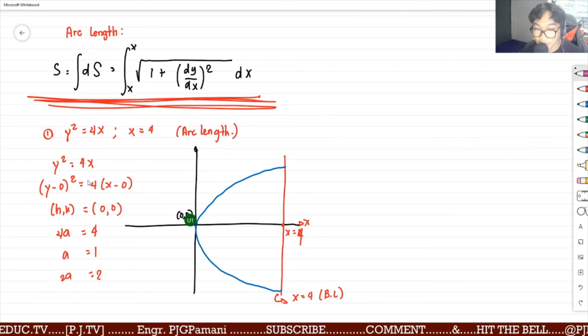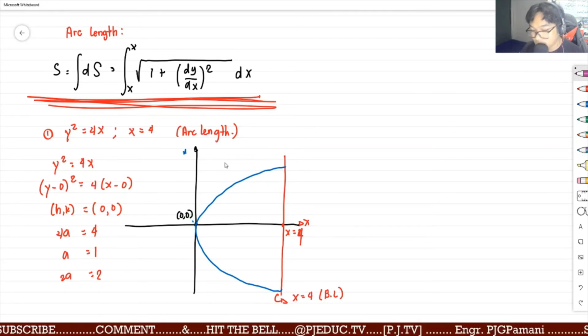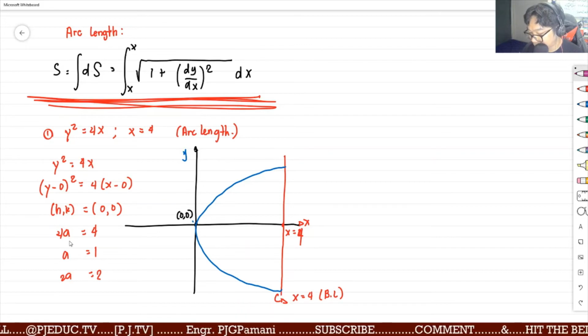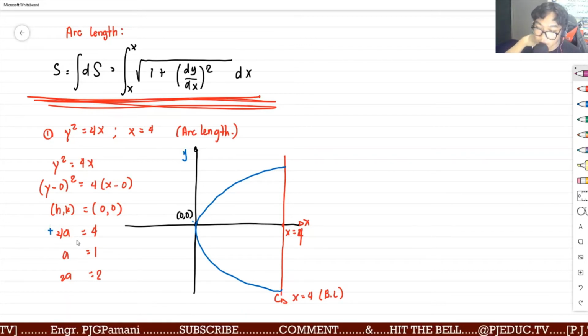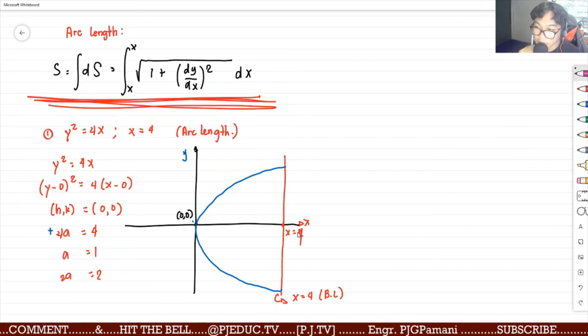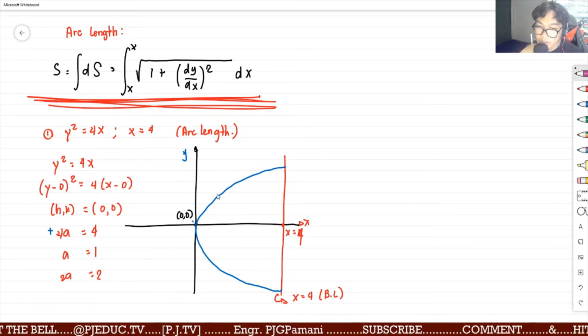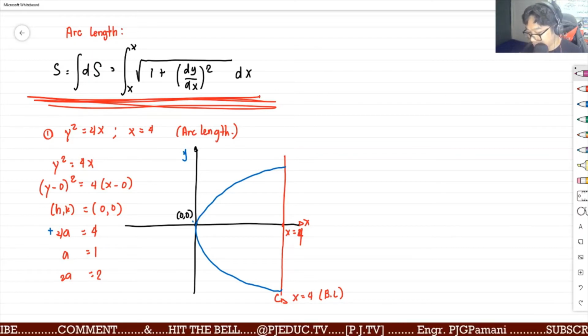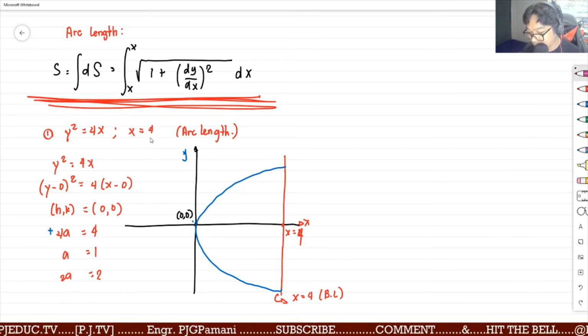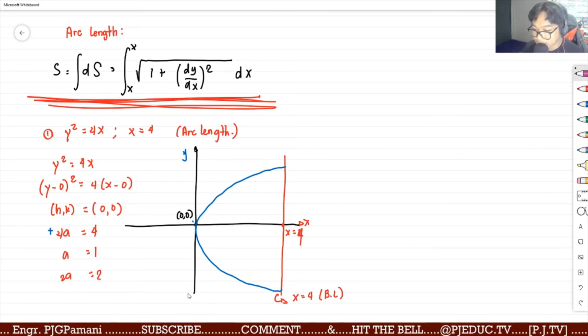Oo nga pala, positive ha, y squared, then positive 4a. So, opening to the right, positive. Positive 4a, so opening to the right. Natatandaan nyo pa yung shortcut na binigay ko last meeting? Yes, sir. Identify the opening of your parabolic curve. Y-axis, positive to the right, negative to the left. X-axis, positive upward, negative downward. So, yun lang yun. But kasi dito, dinefine na ng problem yung boundary natin is at x equal to 4. And positive 4a, so opening to the right. Okay?